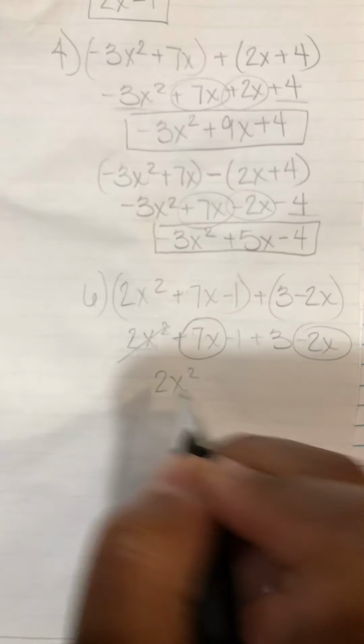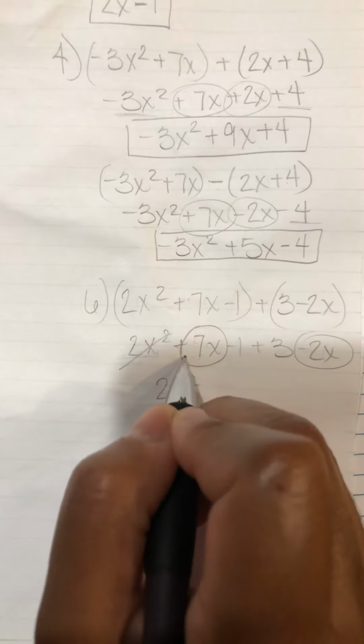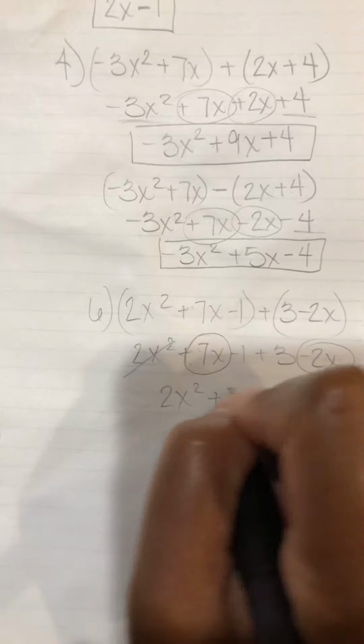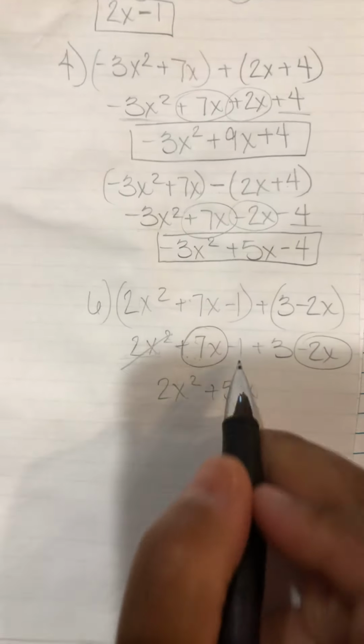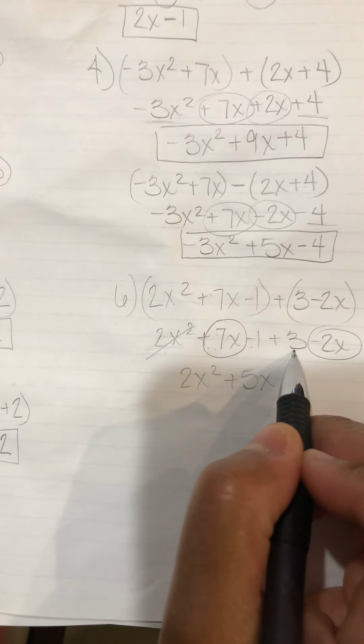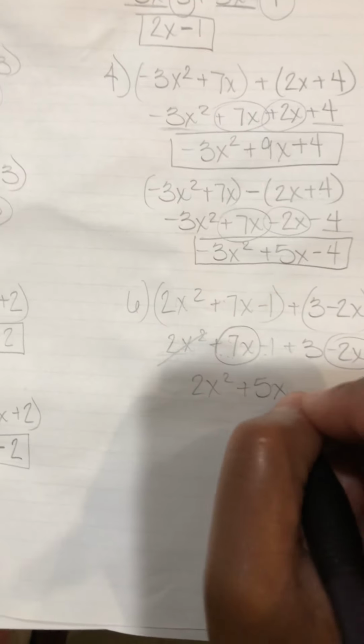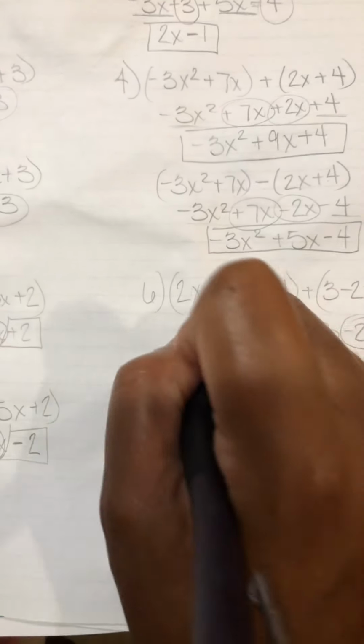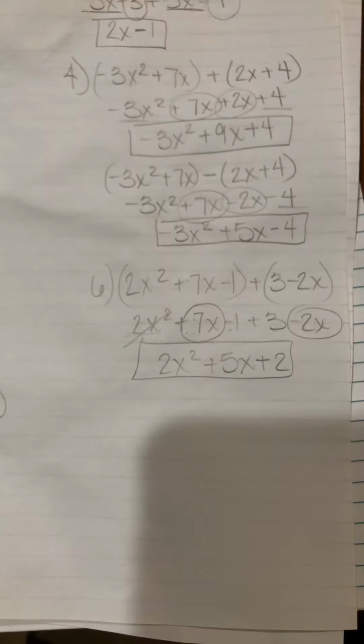These match. So 7 minus 2. 7 minus 2 gives me 5x. Negative 1 plus 3. Negative 1 plus 3 gives me 2. And that's my answer.